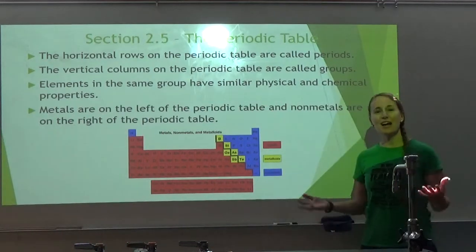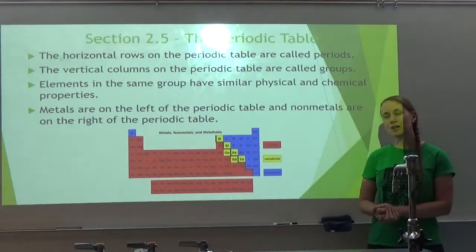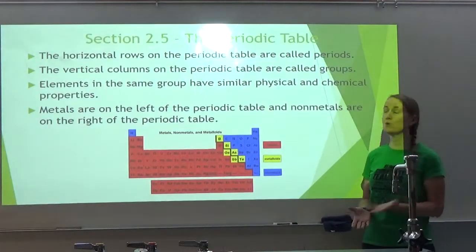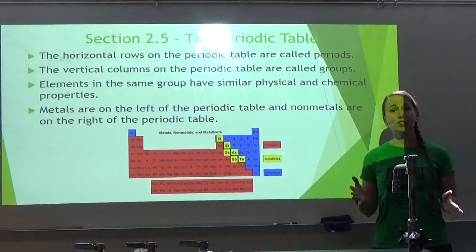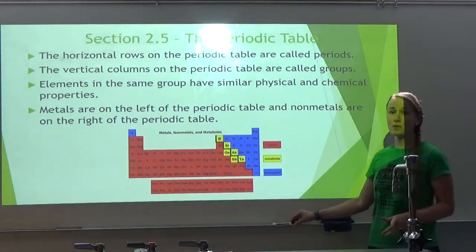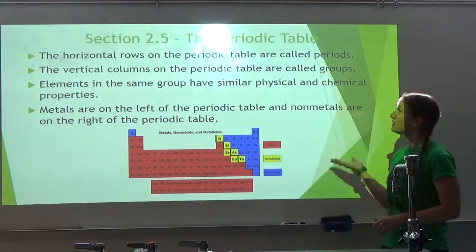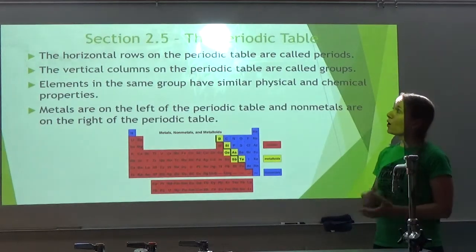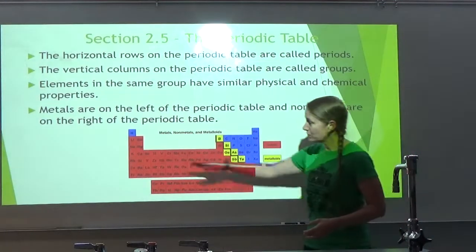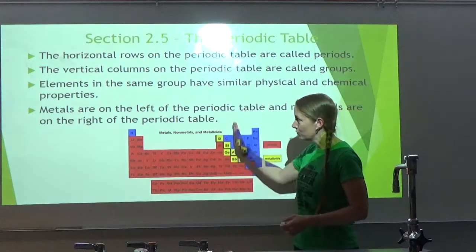Alright, so this is our AP Chemistry Chapter 2 lesson video, Part 2, and we're going to cover sections 2.5 through 2.7. And again, this should be reviewed from Honors Chem, so hopefully you're finding all of this content pretty easy. So we're going to talk a little bit about the periodic table. The horizontal rows on the periodic table are called periods, and the vertical columns on the periodic table are called groups. So we have periods, we have groups.